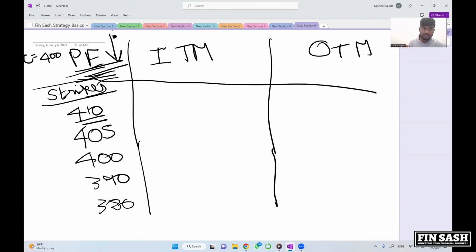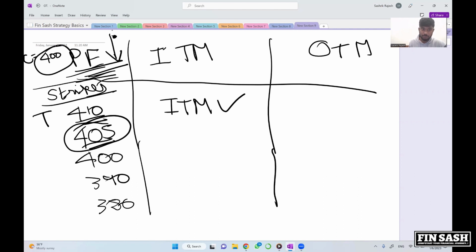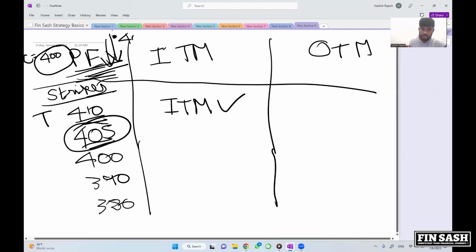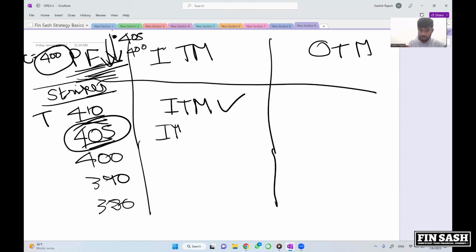So 410, is Tata Motors below 410? True, right? So whenever the condition is true, what is the option? Is it an ITM or an OTM? It's an ITM option. Perfect. Okay. 405. Is 405 so bearish, right? So is 405 above 400? Yes, right? So ITM, true.